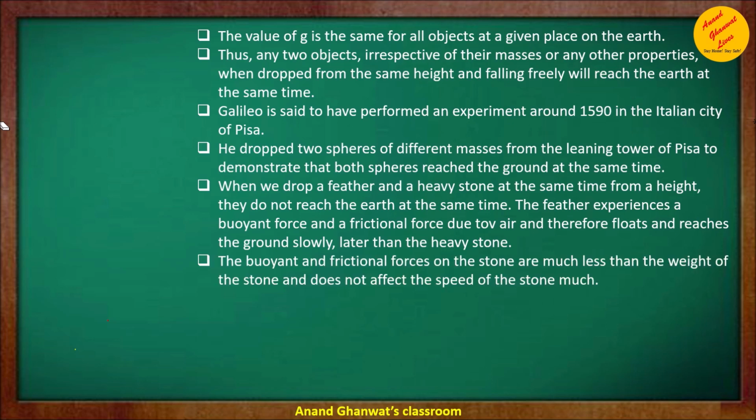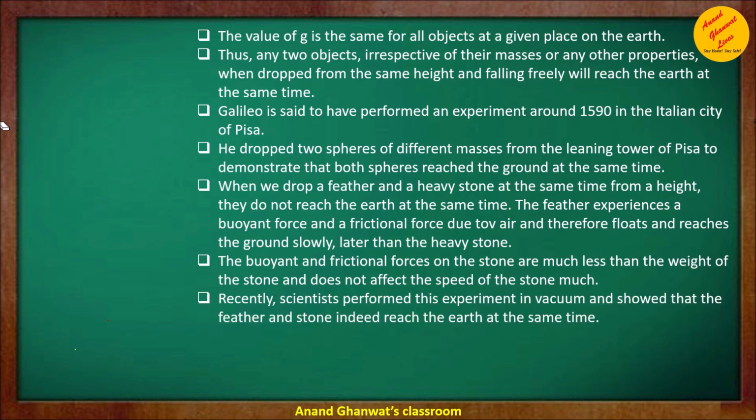The buoyant force and frictional force acting on the stone are much less than the weight of the stone. Therefore, they do not affect the speed of the stone. Recently, scientists have performed this experiment in a vacuum and showed that a feather and a stone also reach the Earth's surface at the same time. Let us watch this video.